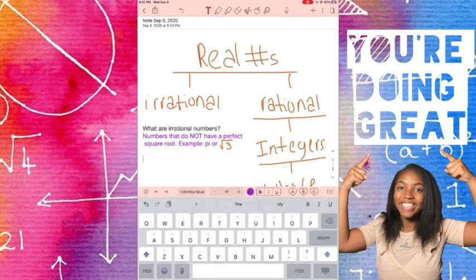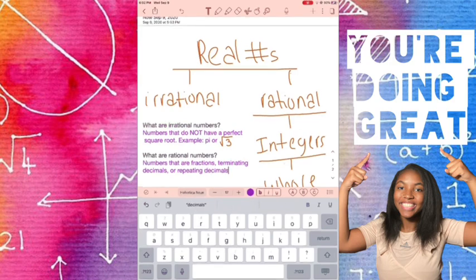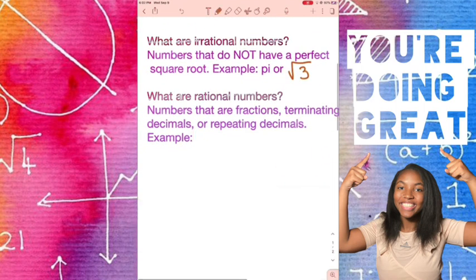The next question I want you to ask yourself is, what are rational numbers? Rational numbers are numbers that are fractions, terminating decimals, which are decimals that end, or repeating decimals, which are decimals that repeat themselves. I will be trying to give you time to write this down if you want, or to really process what I'm saying. So the times that I'm not talking are the best times for you to write them down. But back to this.